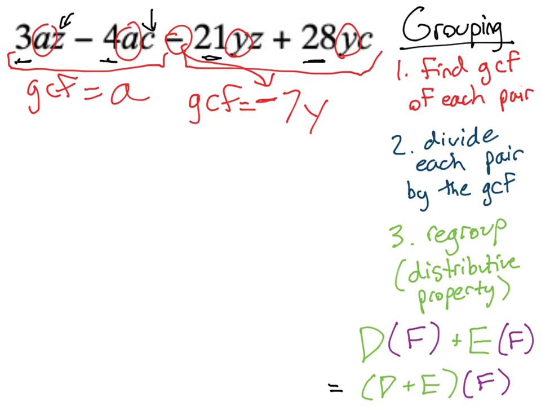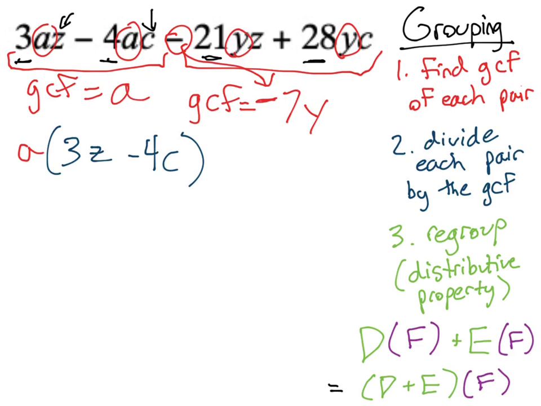After that, we're going to factor that GCF out. And when we factor something out of an expression, what that really means we're doing is we're dividing. So if we divide both of the terms on the top left by a, the coefficients will stay the same, but that a is now factored out, so we're left with 3z minus 4c.